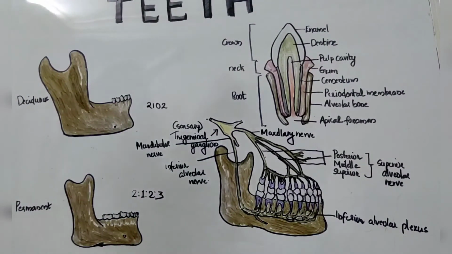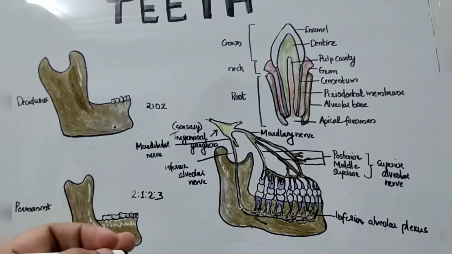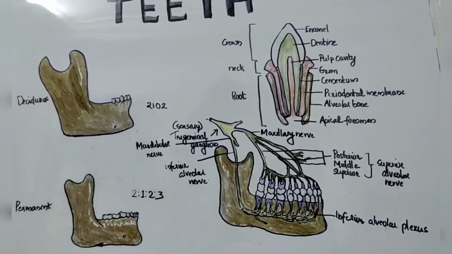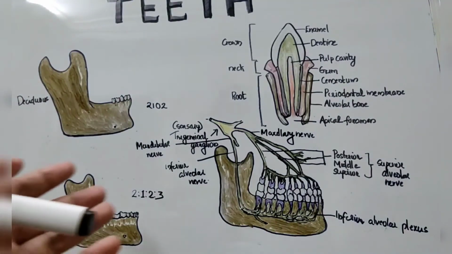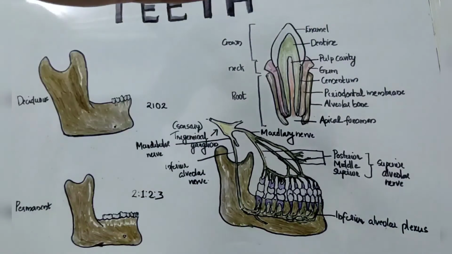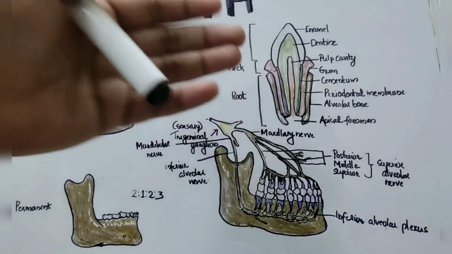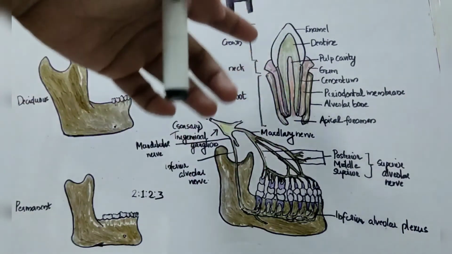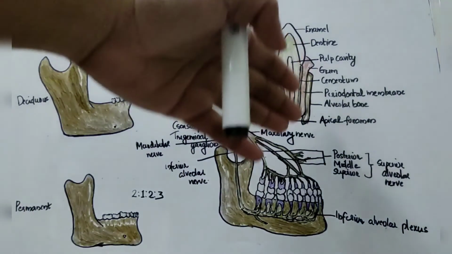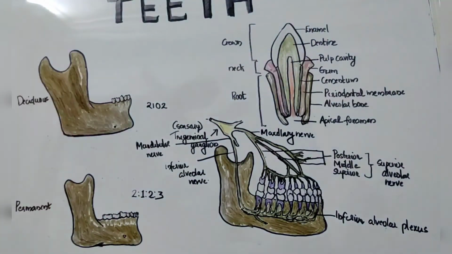So today we discussed the anatomy of the teeth. In humans, there are two sets of teeth, a set of permanent teeth and a set of deciduous or milk teeth. There are a total of 20 milk teeth and a total of 32 permanent teeth. The parts of a tooth are crown, neck and root. The structure of a tooth includes pulp, dentin, enamel and cementum, and the periodontal ligament is embedded within the alveolar bone.